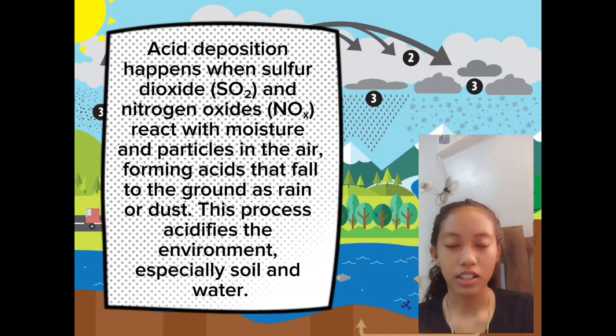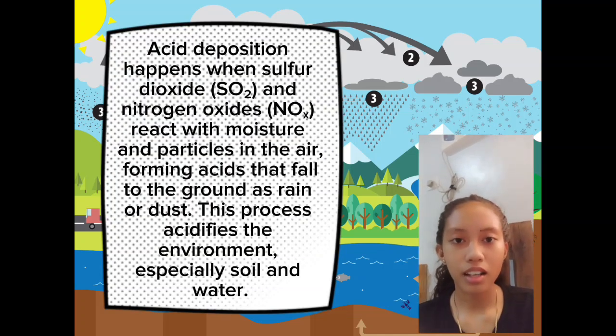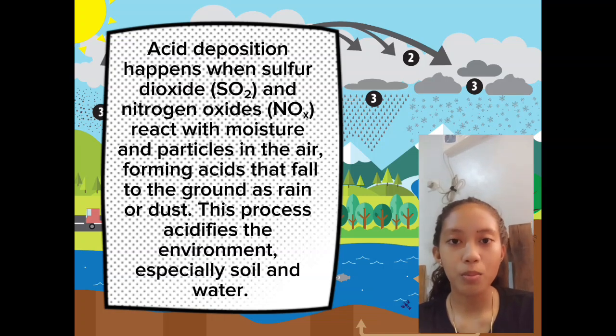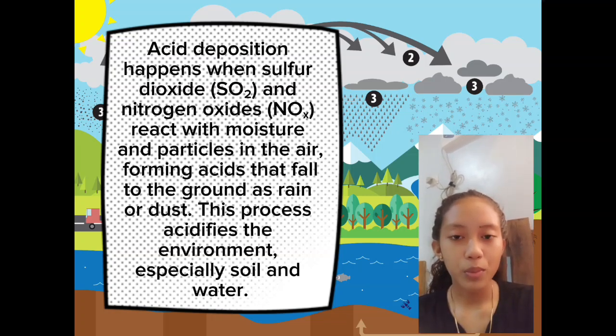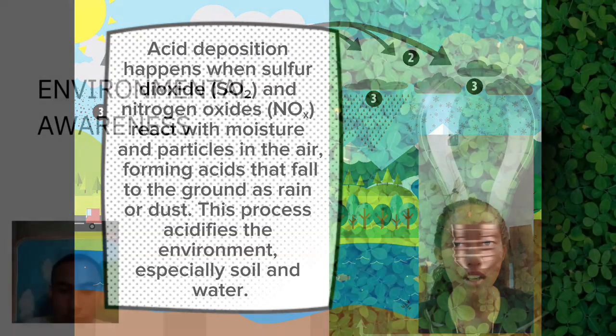Acid deposition happens when sulfur dioxide and nitrogen oxides react with moisture and particles in the air, forming acids that fall to the ground as rain or dust. Acid deposition happens when gases like sulfur dioxide and nitrogen oxides coming from cars, factories, or power plants react with water vapor in the air.